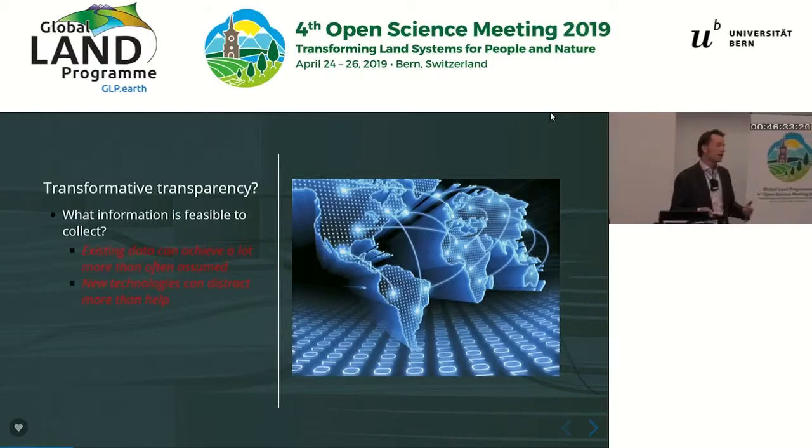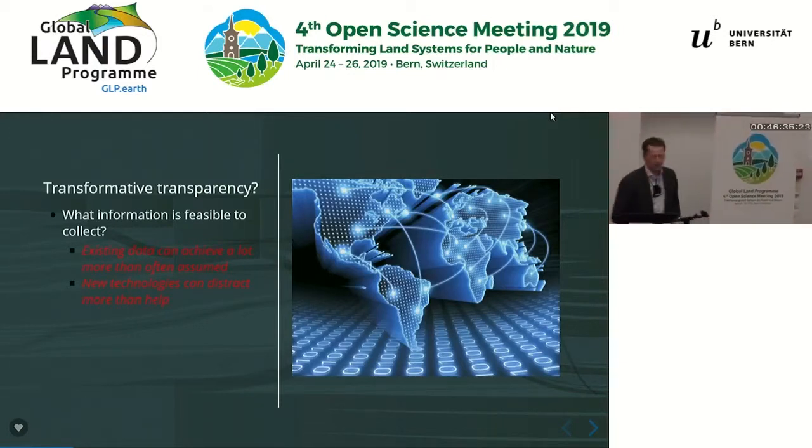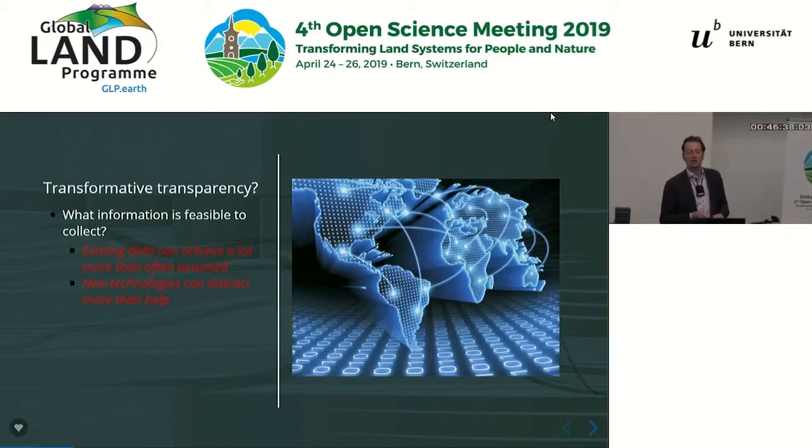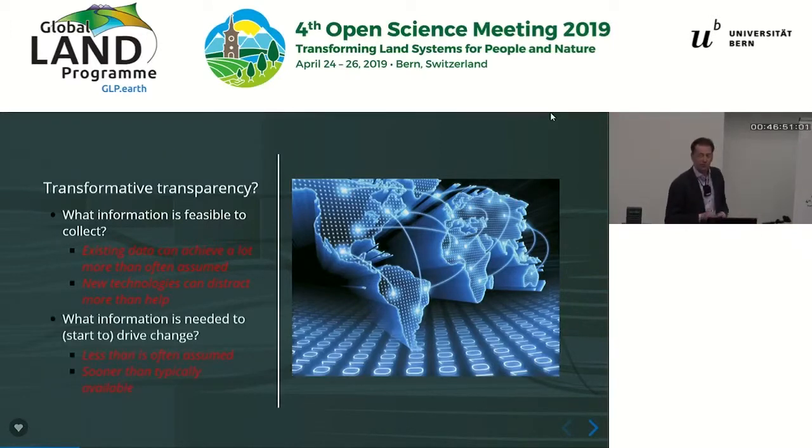And there's two giveaways that I want to add at the start in the context of two questions that I think we should always ask ourselves. One is, what information is feasible? And we would argue that existing data can often achieve a lot more than new data that new technologies might promise. And new technologies can often distract perhaps more than they can help.